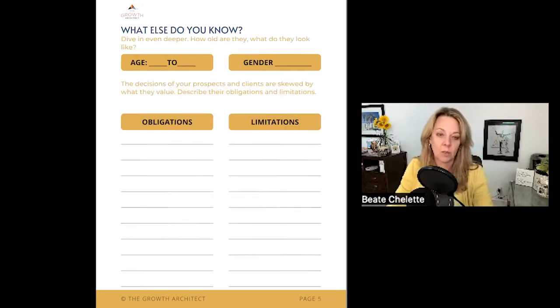Now, moving on, you talk about age and gender. You also want to talk about obligations and limitations. This is often, again, overlooked. Somebody who is a 32-year-old mother of 3 has a lot of obligations, so there's a lot of things that a woman like that cannot do. She'll have limitations financially, time-wise, and priority level-wise. So you want to make sure that you cover all of this.